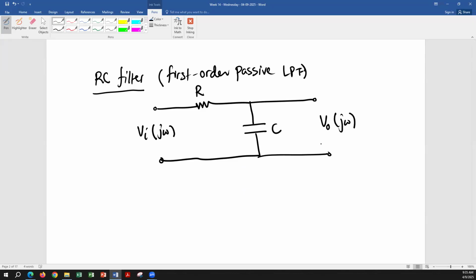But before you even write down the equation, once you look at the circuit, can you determine what type of filter this is? Low pass, high pass, band pass? How are you going to recognize this circuit as a low pass filter? Anyone can answer that.